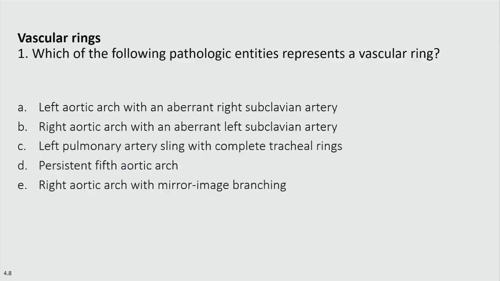And I'm going to start again with a question. So which of the following pathologic entities represent a vascular ring? Left aortic arch with an aberrant right subclavian, a right aortic arch with an aberrant left subclavian, a left PA sling with a complete tracheal ring, a persistent fifth arch, or a right aortic arch with mirror image branching.